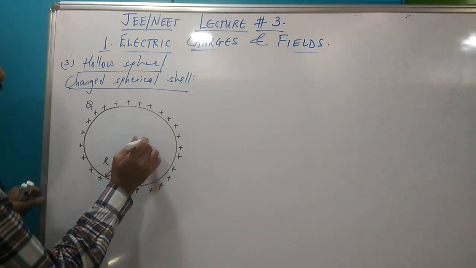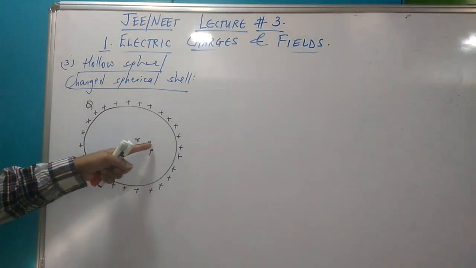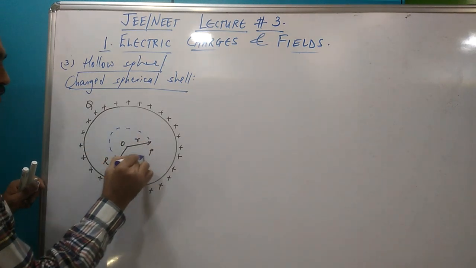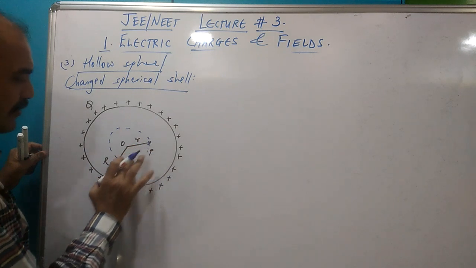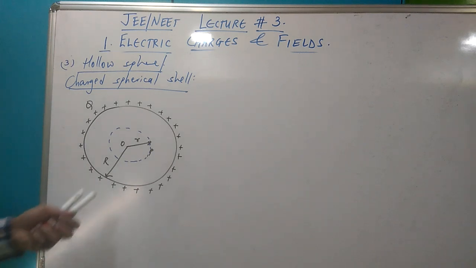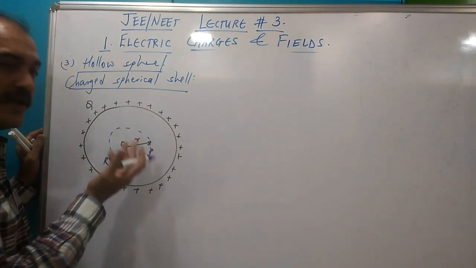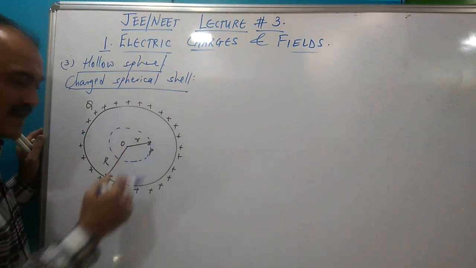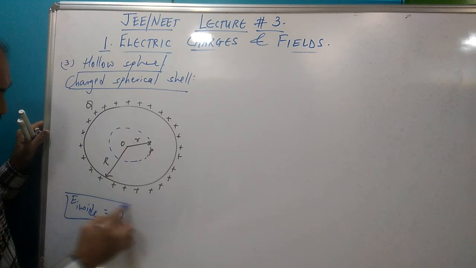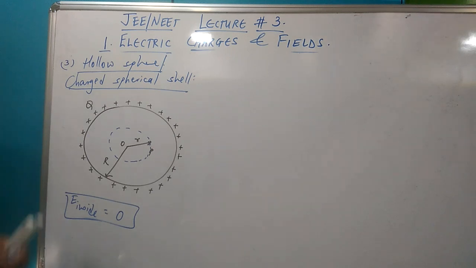Now if you look at point P, this point P is lying inside the shell. If you draw a Gaussian surface, this blue colored Gaussian surface, and you would like to find electric field, then what would be sigma q? What is the total charge inside the shell? You will see that this shell is empty because this is a hollow sphere. There is nothing inside. So this gives me my first equation. E inside is 0. There is no electric field at any point inside the shell.